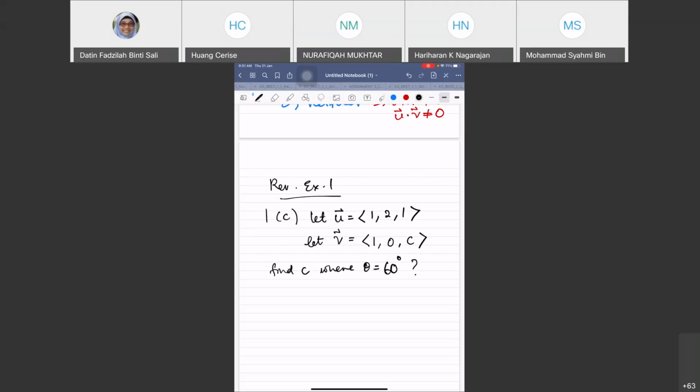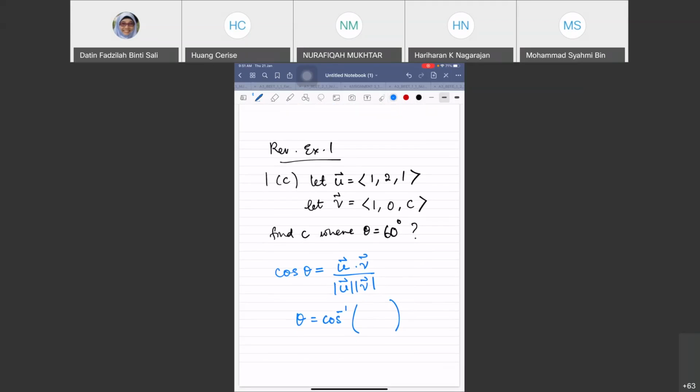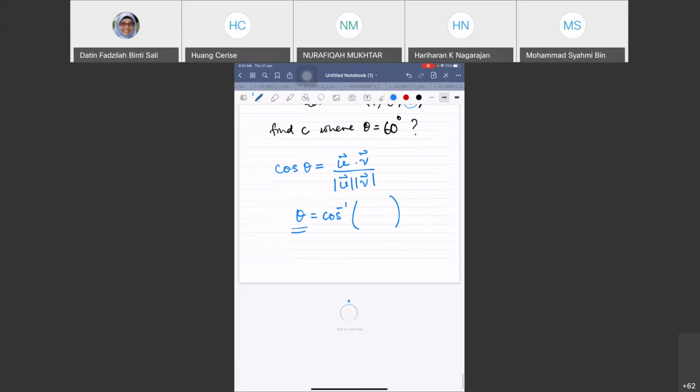So how do you approach this question? You might want to use the formula: cos theta equals u dot v over magnitude of u times magnitude of v. So that means theta is cosine inverse of the whole thing, right? But now you are given that theta is already 60 degrees. So that means you are given this, and of course along the way you will have this. When you dot, you find the magnitude.